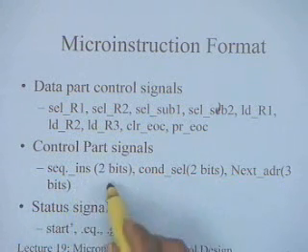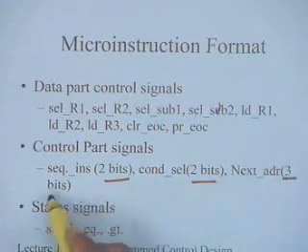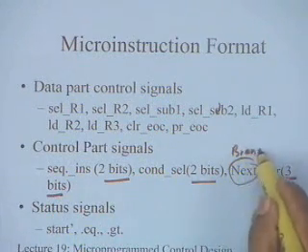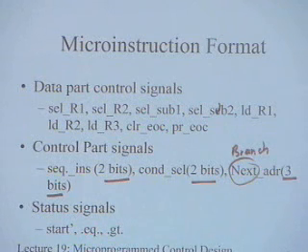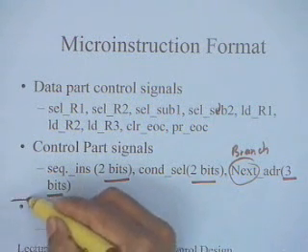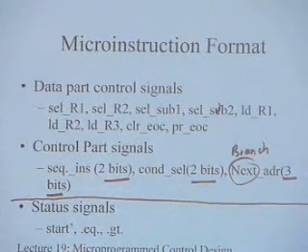I need the sequencer instruction which is 2 bits. I need the condition select which is 2 bits. I need the next address, I should say branch address, which is 3 bits. And of course, I have 3 status signals coming as an input. They are not part of the format. The format actually ends here, but they are coming as inputs.